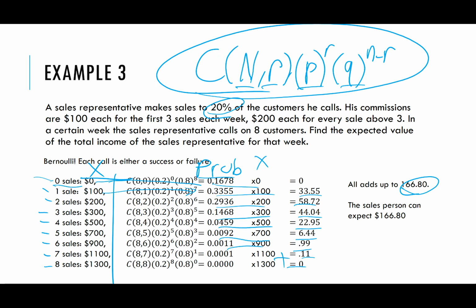So that means on average, this guy would expect to earn $166 per week. Obviously, that's an average. He can't go home with $166.80 because he's either going to go home with one of these values. But if he did this week after week after week, some weeks he would go home with $100. Some weeks he'd go home with $200. Some weeks he'd go home with $300. Who knows? But the average of those weeks would be $166.80. That would be his expected average.